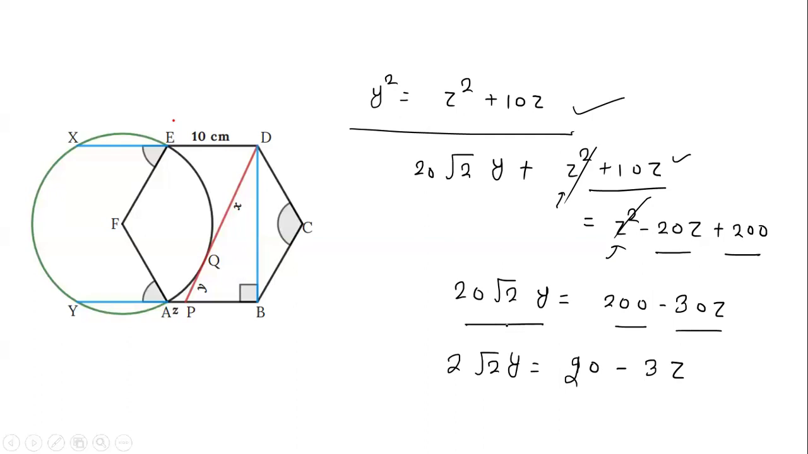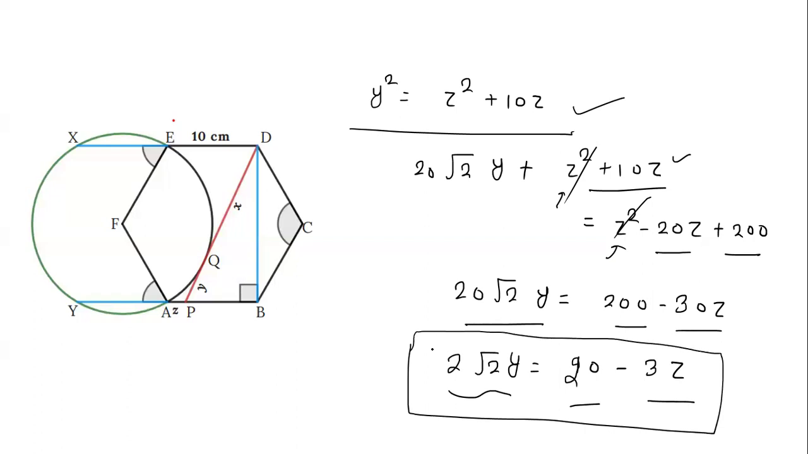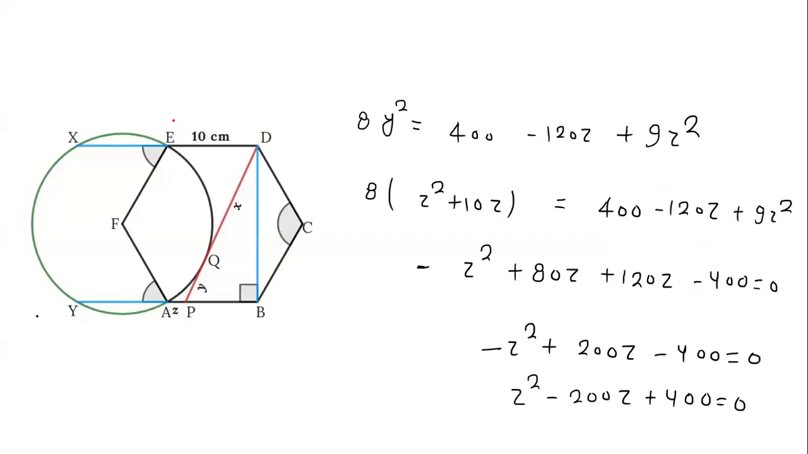So if you divide by 10 both sides, it will come like 2 root 2 times y is equal to 20 minus 3z. So this is the relation we got. 2 root 2 times y is equal to 20 minus 3z, after dividing by 10 both sides in this equation. So we got this relation.